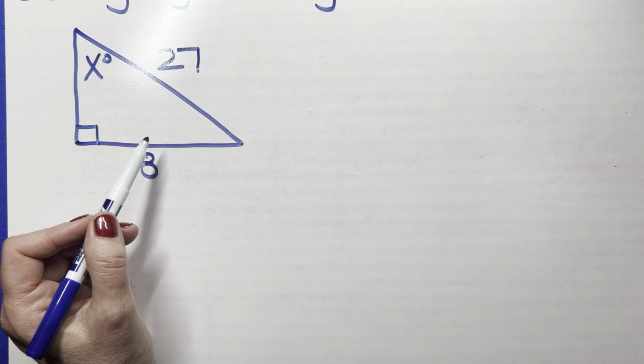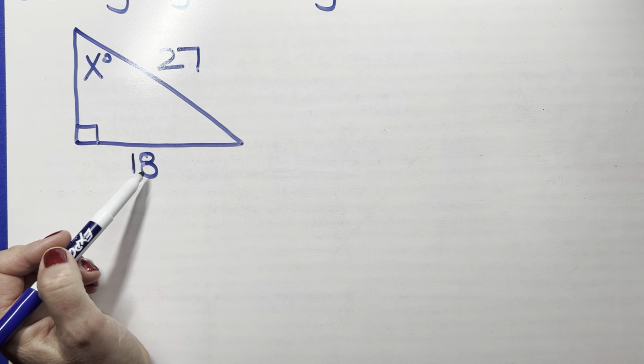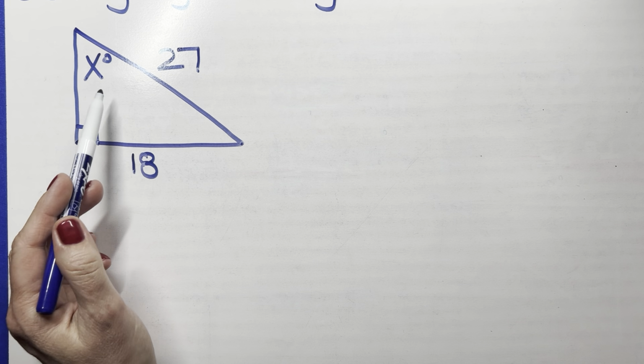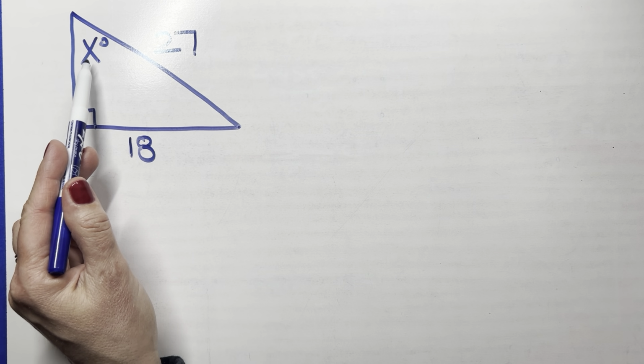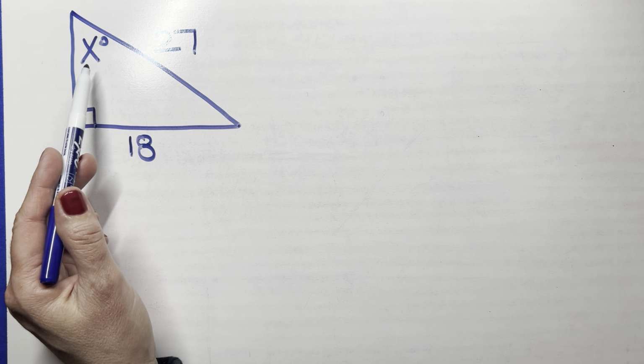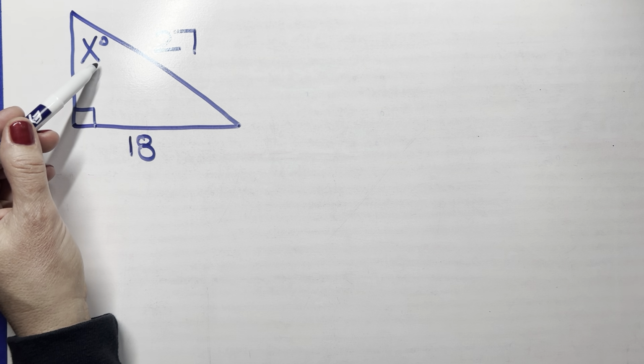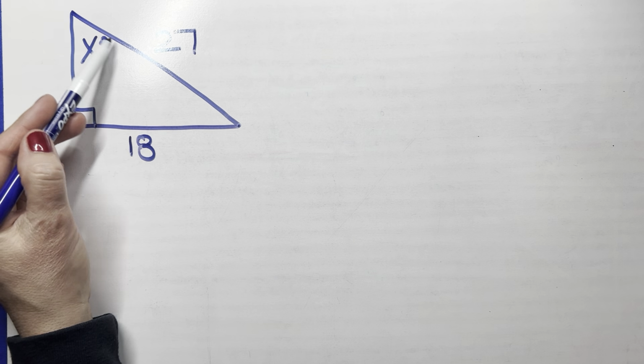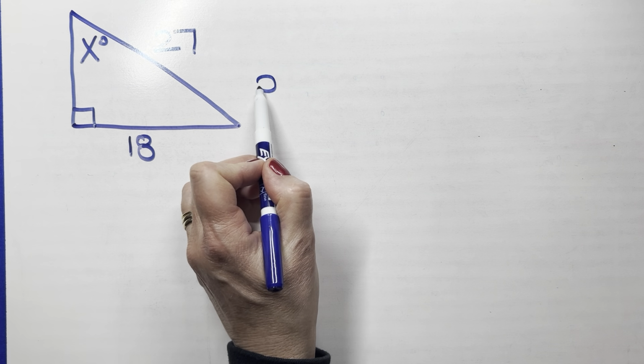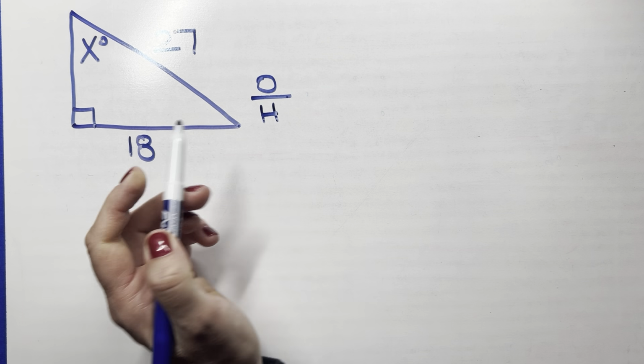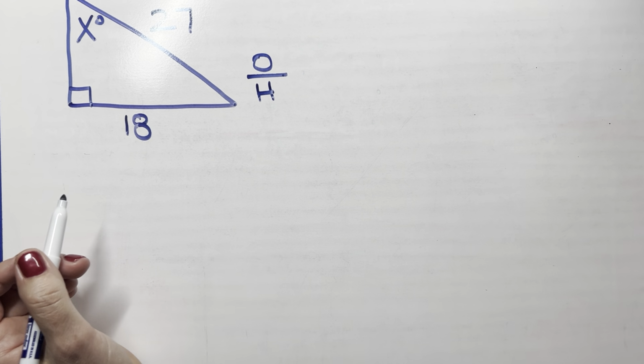So what I'm going to do is, using the sides, figure out what ratio I have from the perspective of the x angle. For this one, the x is across from the 18, so that side is going to be my opposite side. And as we mentioned, the 27 is the hypotenuse. So opposite over hypotenuse tells me that I need to use the sine.